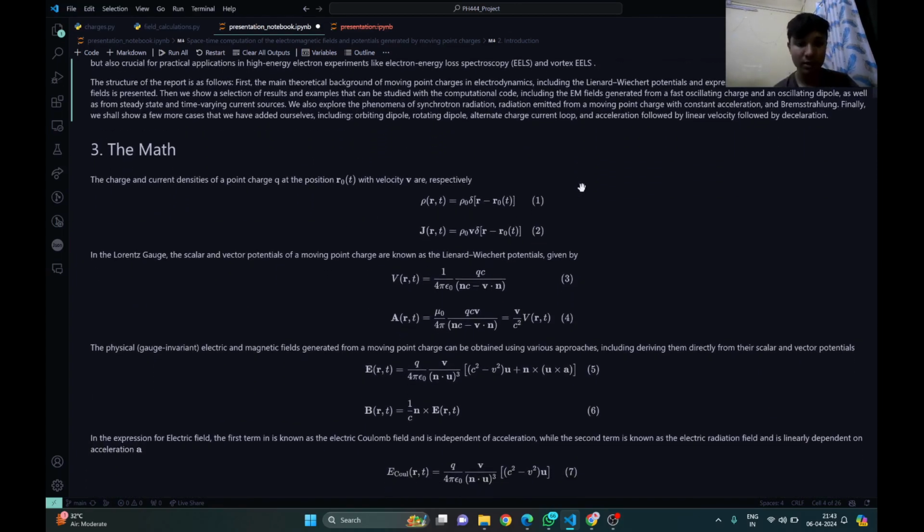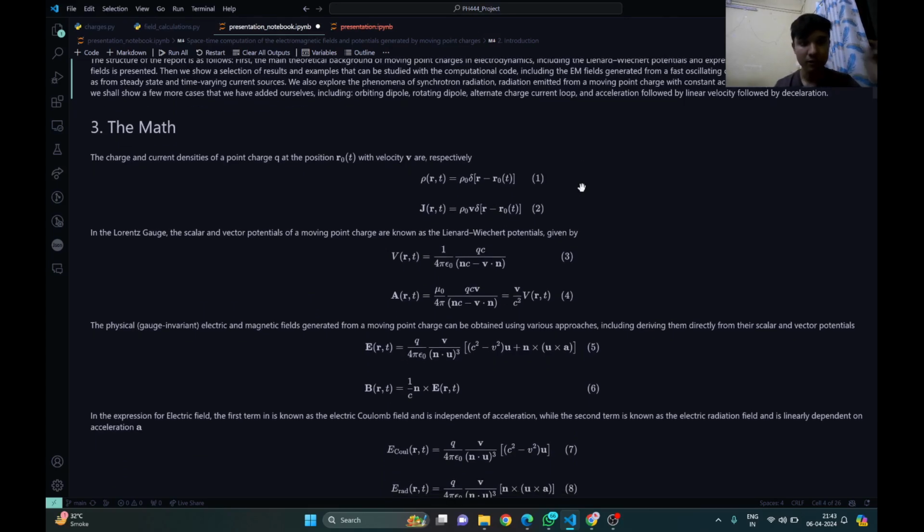So I shall quickly run through the basic theory behind the EM fields of a moving point charge. Given we have a point charge q at a position r0, which is a function of t, so r0 keeps varying with t, and velocity v, the charge density will be rho naught delta(r minus r0(t)), and the current density will be rho naught v delta(r minus r0(t)).